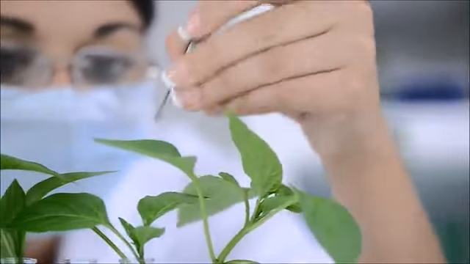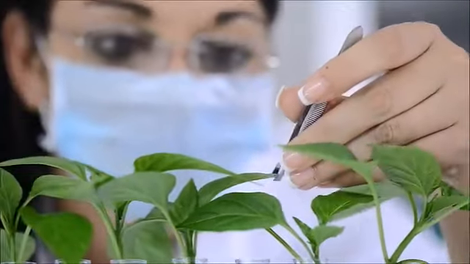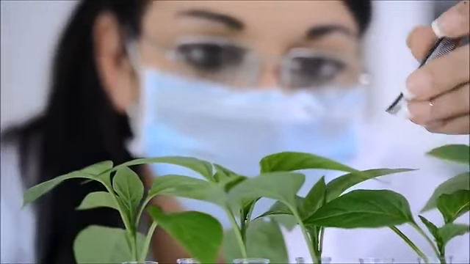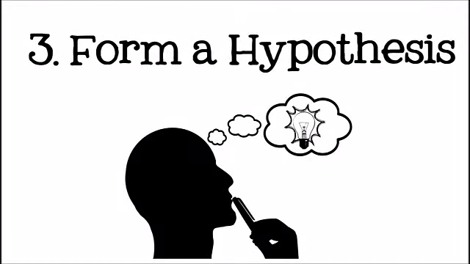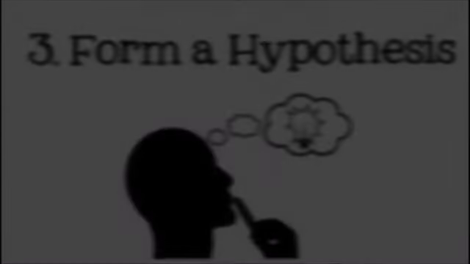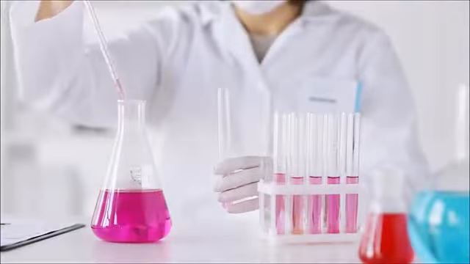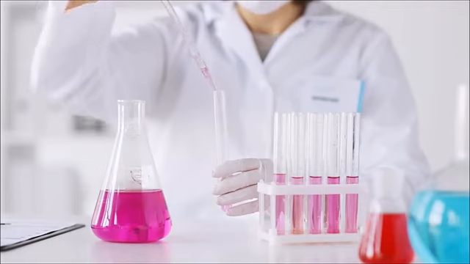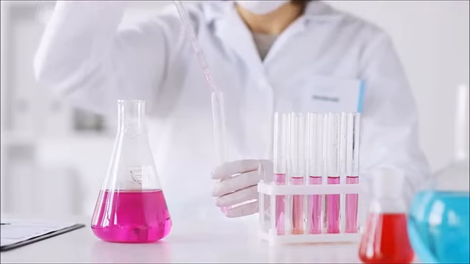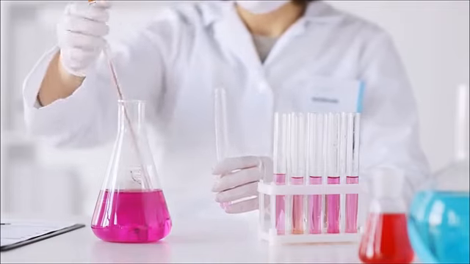Observation means to study carefully. Once you have observed and researched your problem, you are ready for step 3. Form a hypothesis. A hypothesis is an educated guess about how something works. In order to be useful, a hypothesis needs to be testable. This means that you can actually test it and see whether it is true or not.